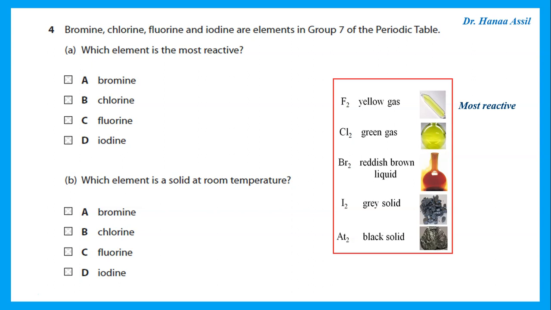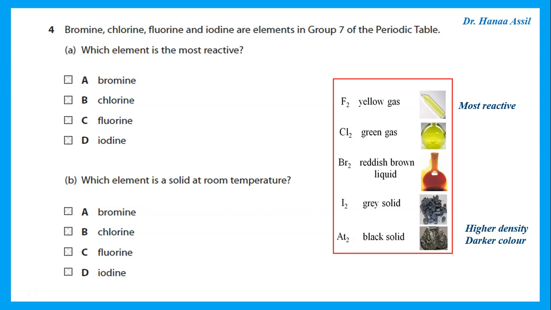And this is opposite to group 1. We said in group 1, these are metals. The one down is most reactive. But in group 7, the one on top is the most reactive. So fluorine is most reactive. So when he says which element is most reactive, it's fluorine.